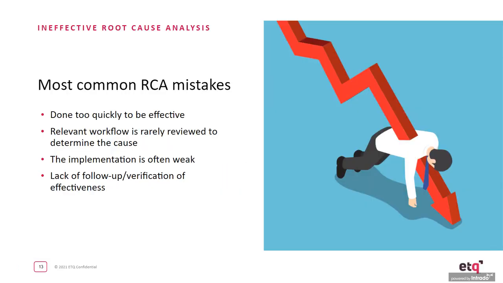So what are the most common root cause analysis mistakes? Once again, done too quickly to be effective. The relevant workflow is rarely reviewed to determine the cause. So you have to look at the overall process holistically to sometimes determine the cause. If the implementation is weak, it doesn't really change anything. No implementation was done, or at least ineffectively. And there's lack of follow-up or verification of effectiveness. Sometimes people go through the process of root cause analysis kind of as eyewash. They document it. They sort of make some changes, but they never go back and verify that it was effective.